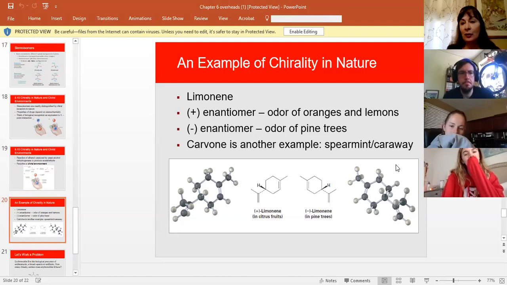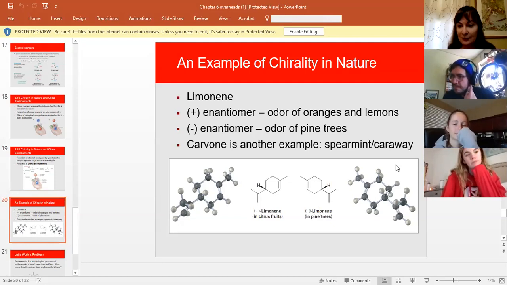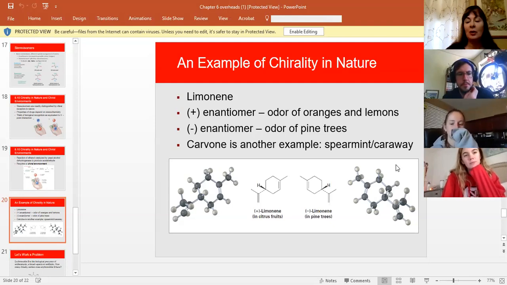Does this give you an idea of how different two enantiomers can be from each other? Would you ever confuse the smell of an orange with the smell of a Christmas tree? No, right? Your nose can smell an orange and tell you immediately with your eyes closed, this is an orange. And you can smell a pine tree and you will know this is a pine tree. The smells are completely different. The compounds are binding different receptors in your nose, which is sending a different signal to your brain. So I don't think that you would casually confuse lemons and Christmas trees.